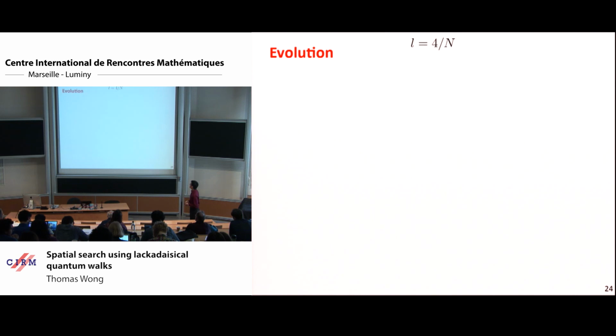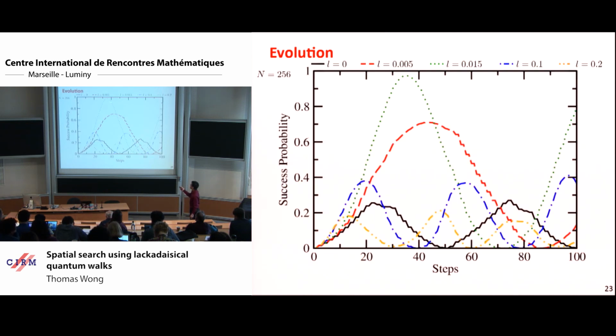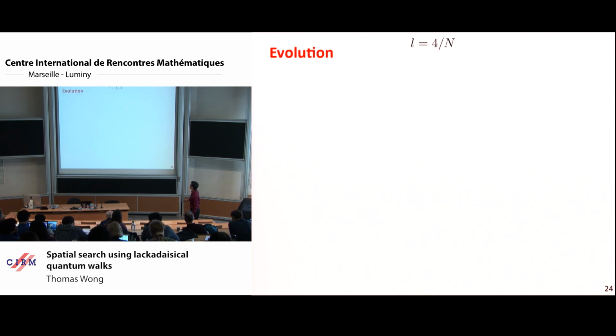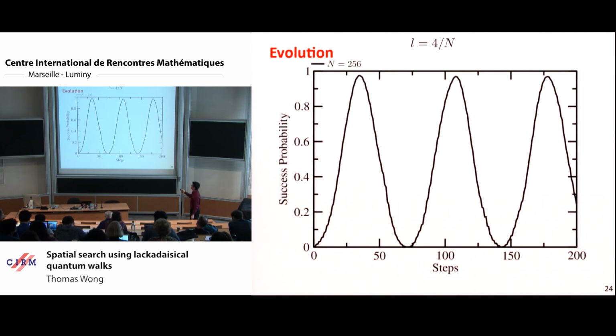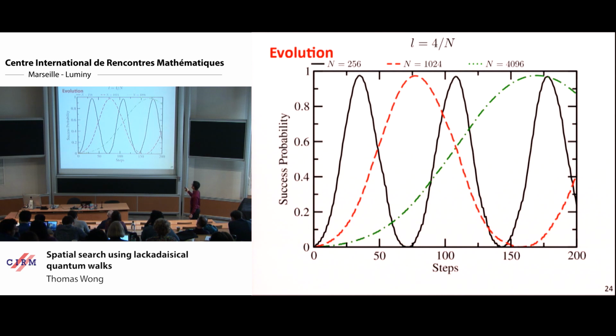So this optimal amount of laziness, this green curve, that's 0.015, this actually corresponds to when L is 4 over n. For example, if we let L be 4 over n, we can pick different values of n, different size grids. When n is 256, which is the plot we just had, you get this. When n is 1024, you get this. If n is 4096, you get this. And you basically see that the success probability is constant and it's near 1, which is nice.